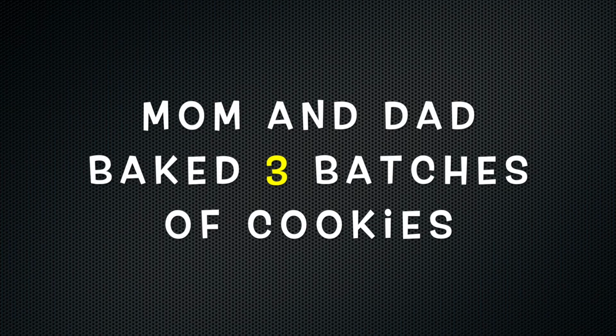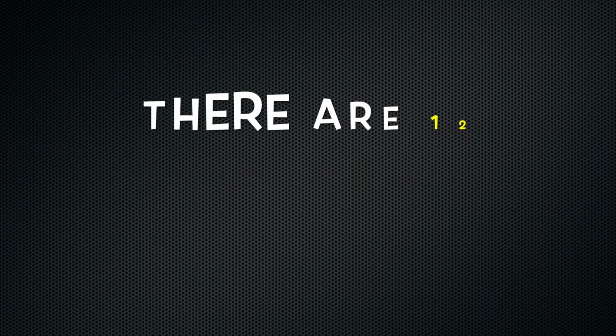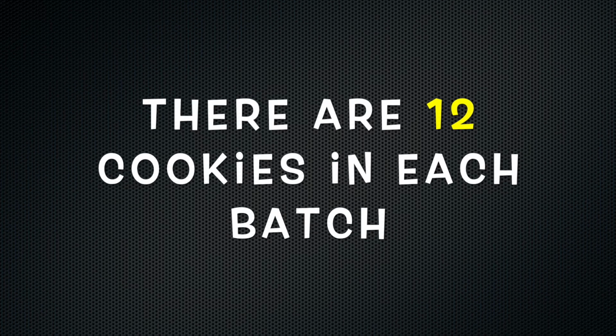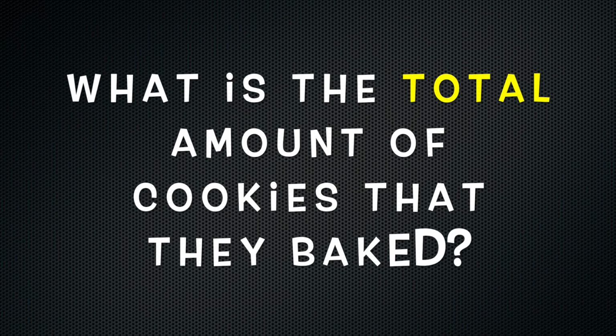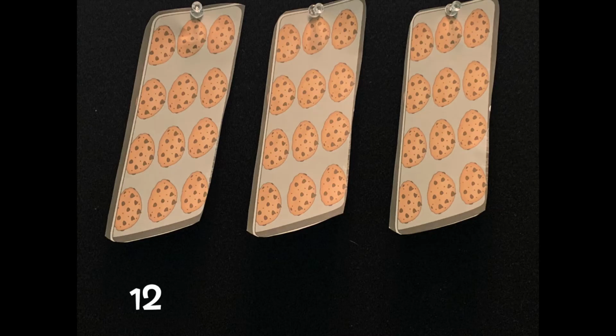Let's reread the question. Mom and Dad baked 3 batches of cookies. There are 12 cookies in each batch. What is the total amount of cookies that they baked? There are 3 batches of 12 cookies each, so 3 groups of 12. And we're trying to find the total. That's the clue word. So when we find the total of a group of items, we multiply.